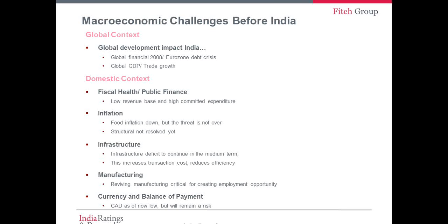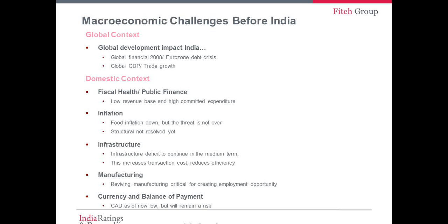But despite that, the deficit is still huge, and my own view is that we may improve upon the infrastructure over the next, say, 5 years or so through a concerted effort, but it's unlikely that we will be able to wipe out the deficit. So infrastructure is an important and will remain an important challenge so far as India's growth story is concerned.